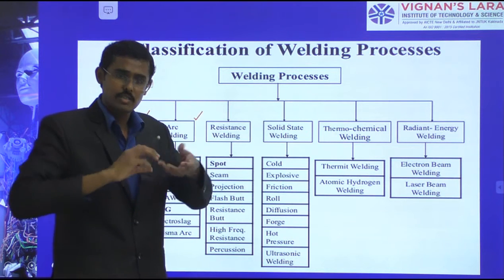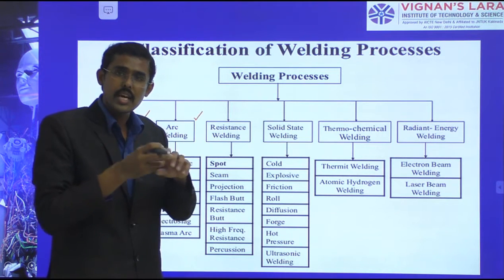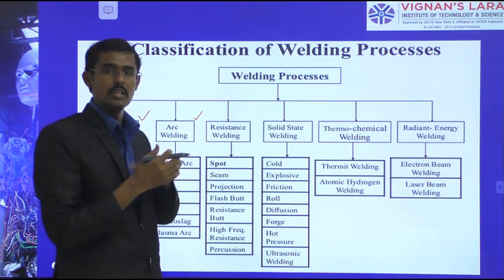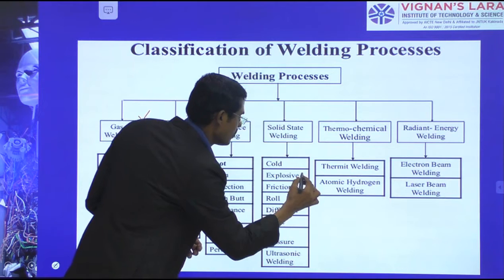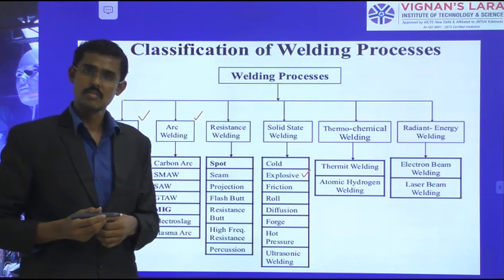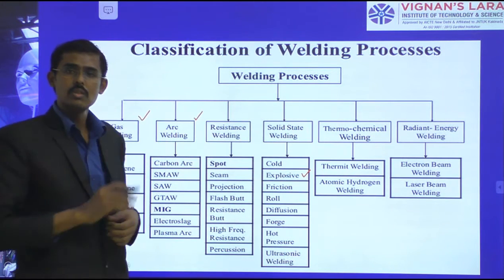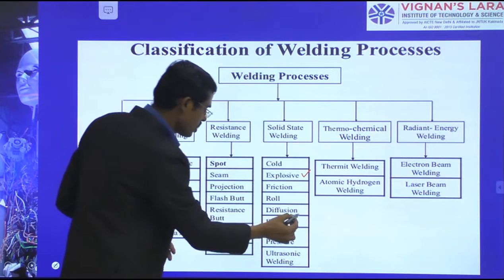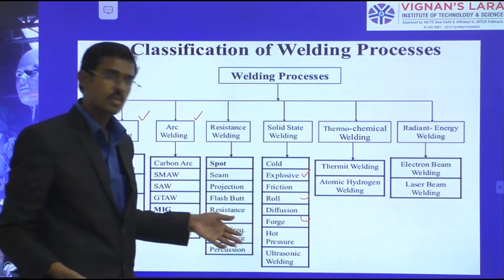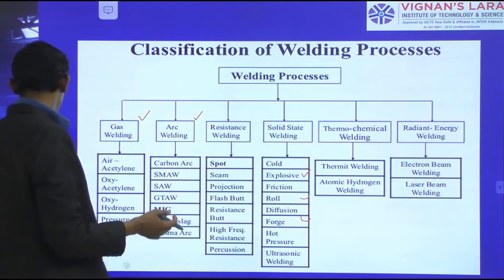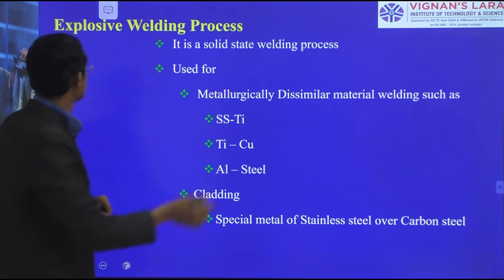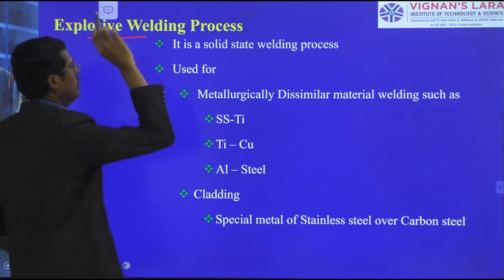We have already completed the friction process. Due to the mechanical action of friction, the heating and rubbing action, the welding will occur. That we have seen. Now in today's class we are going to see the explosive welding process. The forging and rolling are yet to be studied. The other processes are there.